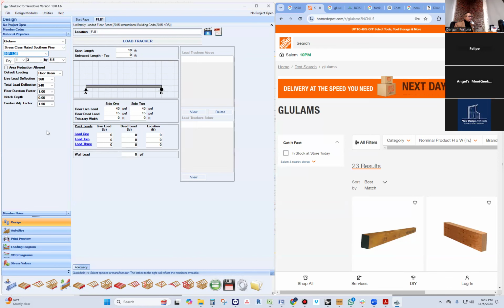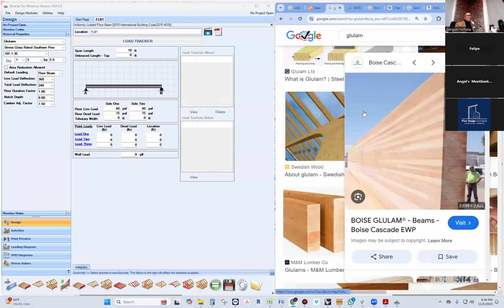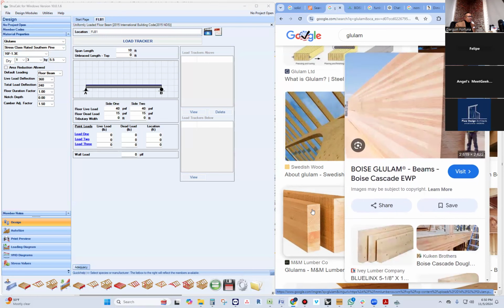Glulams, just so you know, are typically horizontal members that make up a vertical member altogether. You see, these are a bunch of horizontal pieces, on the flat, that make up a vertical beam type of material.